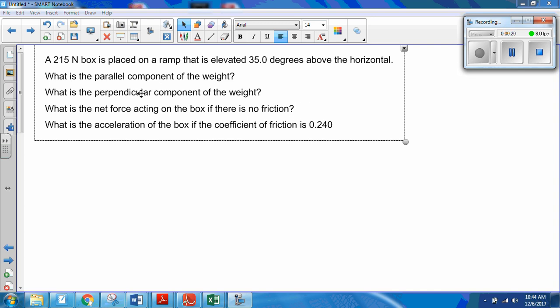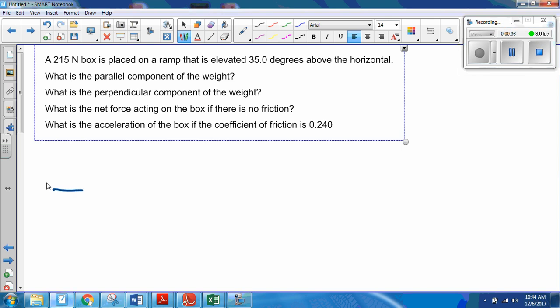example problems as well. Okay, so what we have here, it says a 215 Newton box is placed on a ramp that is elevated 35.0 degrees above the horizontal. So what we're going to do first is we're going to draw the original free body diagram for this. So we start out by drawing a ramp, and the angle theta is equal to 35.0 degrees. All right, my ramp's not long enough because I got to put a little box on there, right?